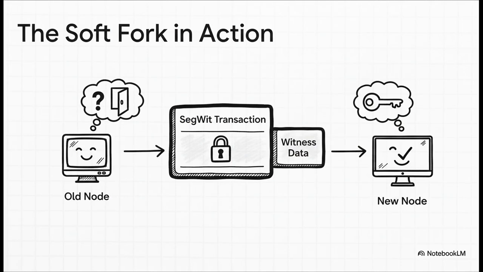So how'd they pull off this magic trick? Well, it's pretty slick. To an old, unupgraded node, a SegWit transaction looks like a weird but totally spendable, anyone-can-spend transaction. But the new SegWit-aware nodes know there's a secret key, that witness data, tucked away in a new spot. So the old nodes just shrug and ignore the new data, while the new nodes know to check it and enforce the rules. It's a really brilliant way to add new features without breaking what's already there.